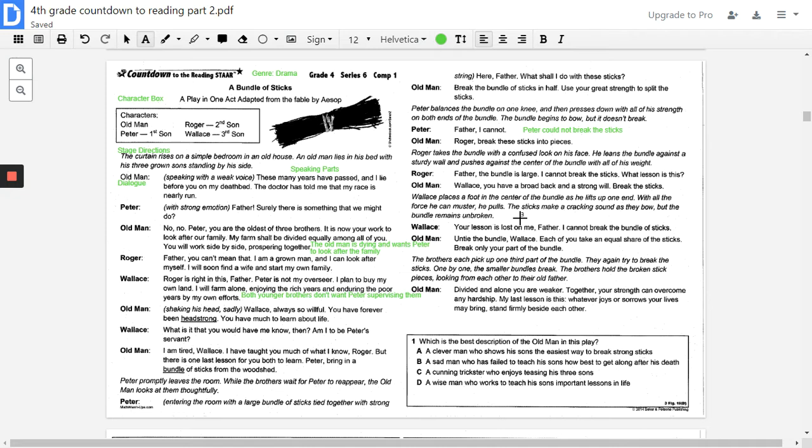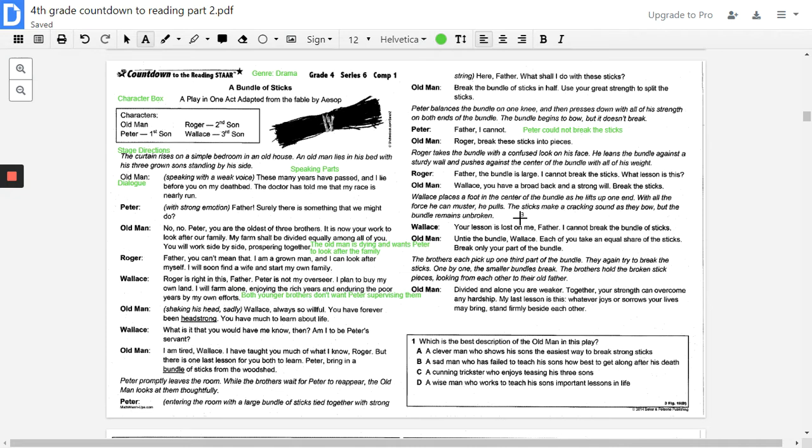Roger: Father, the bundle is large. I cannot break the sticks. What lesson is this? Old man: Wallace, you have a broad back and a strong will. Break the sticks. Wallace places a foot in the center of the bundle as he lifts up one end. With all the force he can muster, he pulls. The sticks make a cracking sound as they bow, but the bundle remains unbroken. Wallace: Your lesson is lost on me, father. I cannot break the bundle of sticks.